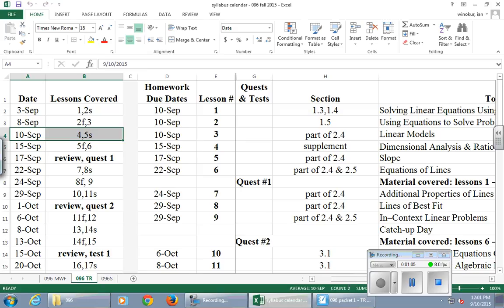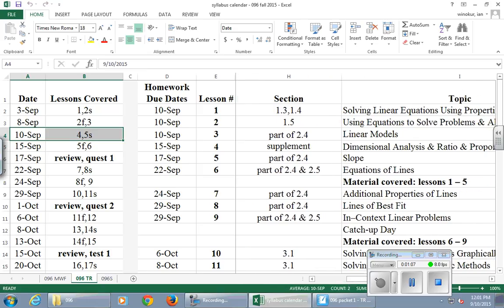The quest is on lessons 1 through 5. So everything 1 through 5. Today we're covering 4 and starting 5. And that's what the quest will be on. We'll talk a little bit more about that on Tuesday, but it's a week from today. Okay?